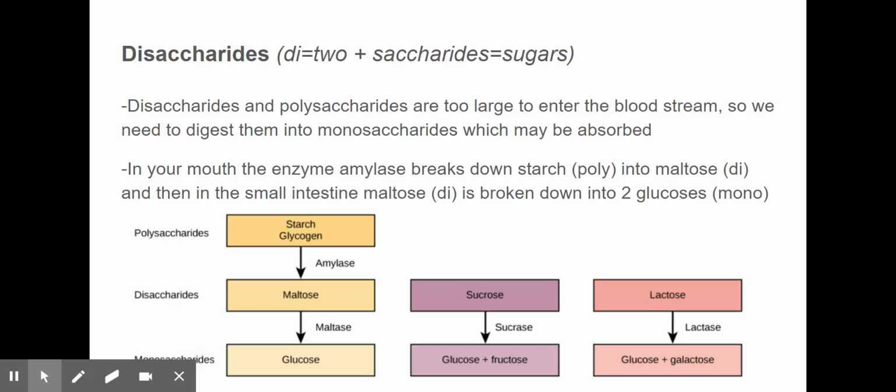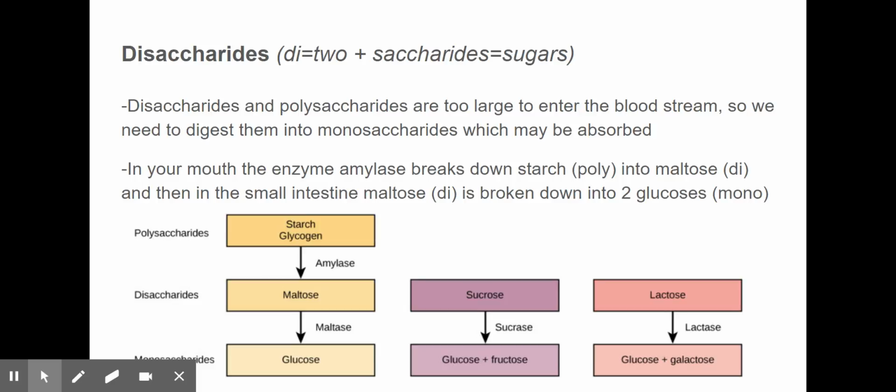In our mouth, an enzyme called amylase breaks it into maltose, which is a disaccharide. And then in our small intestine, another enzyme called maltase breaks it into glucose, which is a monosaccharide. Sucrose is another disaccharide that is broken down by an enzyme in your body called sucrase, and that is broken into glucose and fructose.